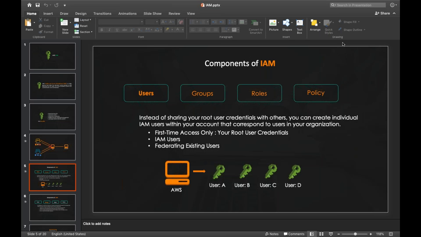Right, because this is a very big part, the components of IAM. This is actually an important part of IAM. So if we start now, it will take another hour and a half. So we can do it in a single shot in the next session.